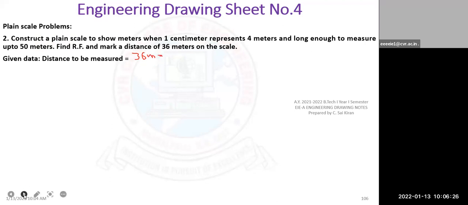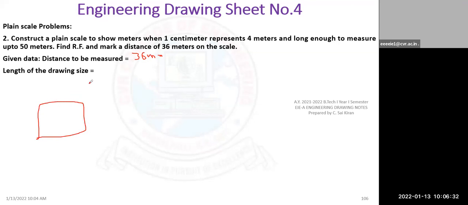Next, what is the length of the drawing size? This is your drawing sheet. On the drawing sheet, what is the length of the drawing size you are drawing to calculate the RF? It is 1 centimeter for 4 meters. To calculate the RF, we need to know the length of the drawing size. The drawing size is 1 centimeter for 4 meters.